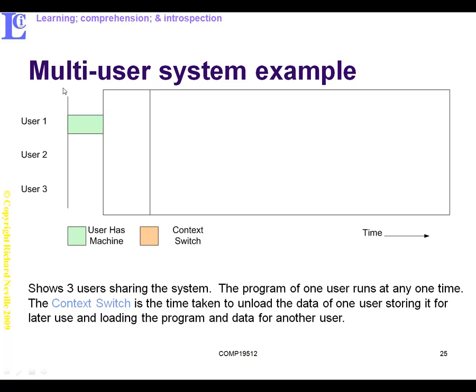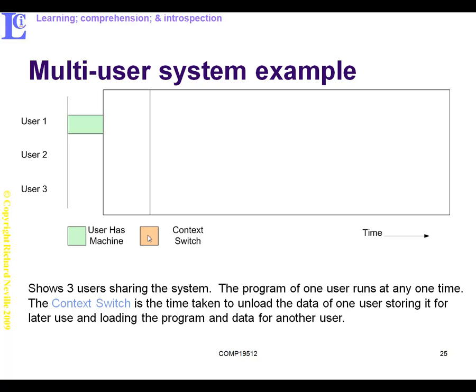So here's a diagram depicting multiple users. We're going to call them user 1, user 2 and user 3. Each user, when they have the machine, will be given the resources, represented by this green square. When we swap between users, we're going to give it a particular name and change the colour of the operation to this colour here, which is brown. Now we're going to explain what happens in real time when we switch from user 1 to user 2.